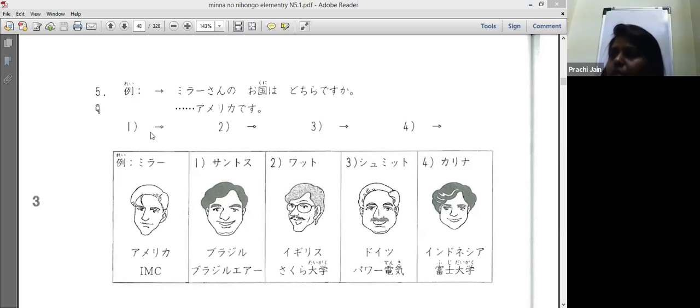So what do we have to do? Just in the Rei part, it's written Mira san no okuni wa dochira desu ka? First, we have to make a question. Mira san no okuni wa dochira desu ka? America desu. So in the same way, you have to ask a question for 1, 2, 3, 4 and the reply. So just write down this one.